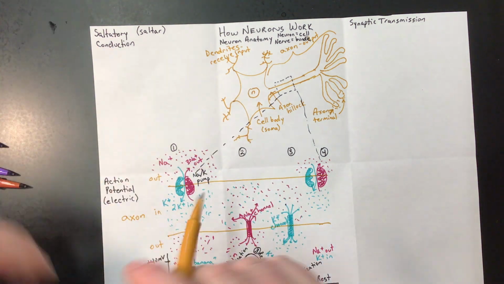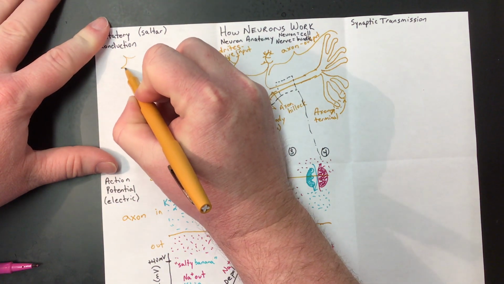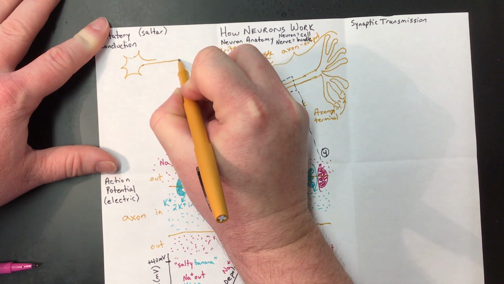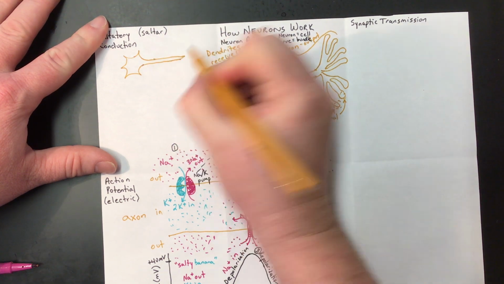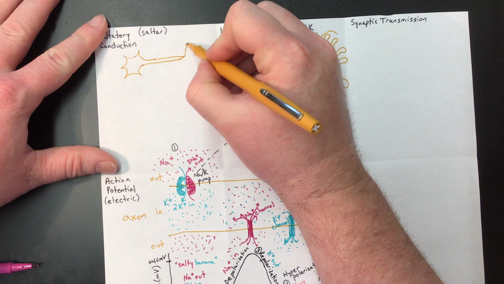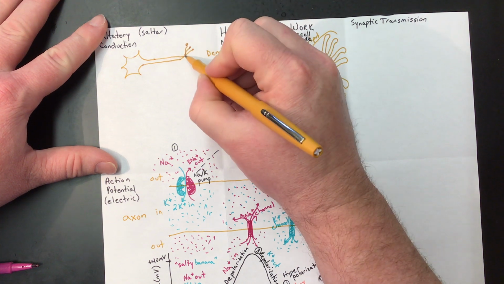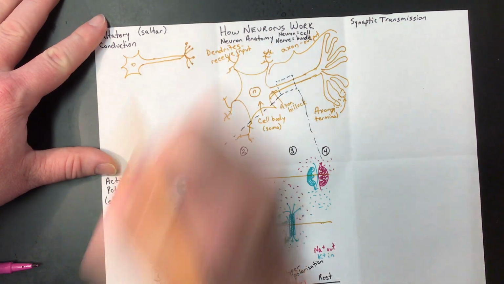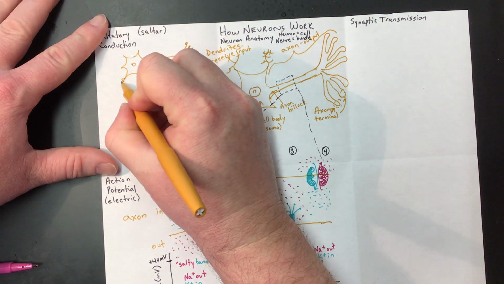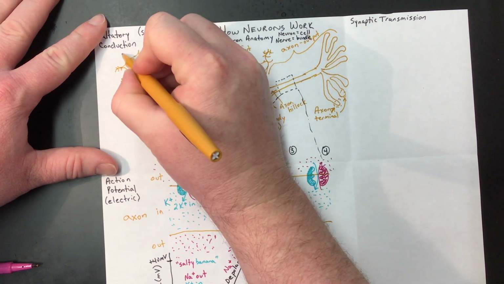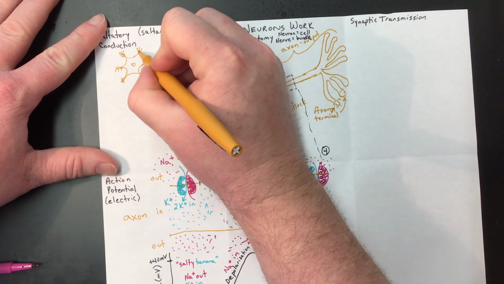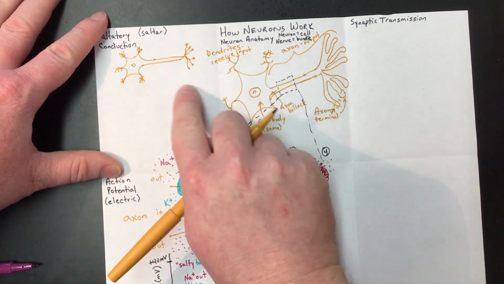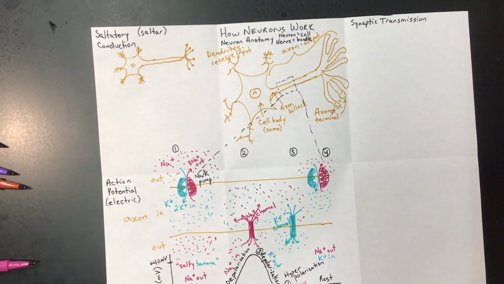So let's go ahead, just for good practice here, let's redraw our neuron. So here's our neuron, and we've got our three main parts. We've got our cell body right here, and I'm going to draw a cute little nucleus in there. And then we've got these branched dendrites coming off to receive signals. And we've got our long axon, and then the axon terminal buttons over here.